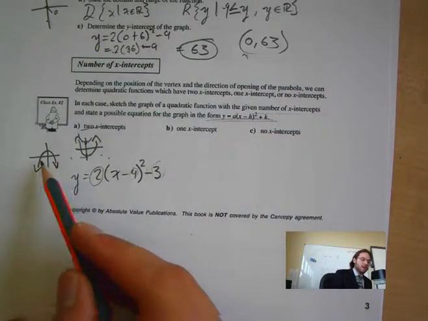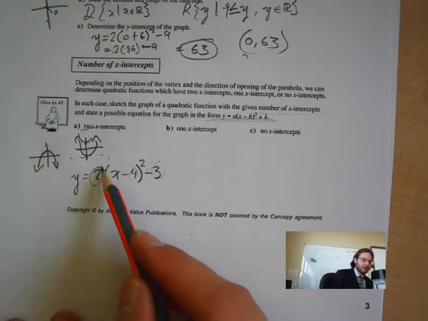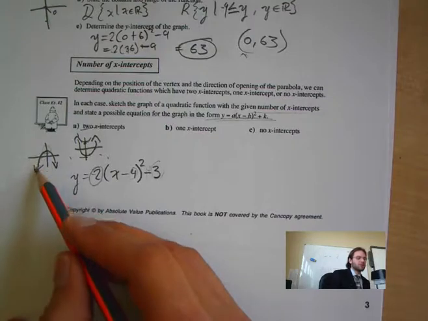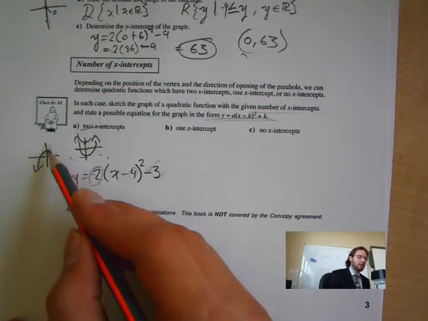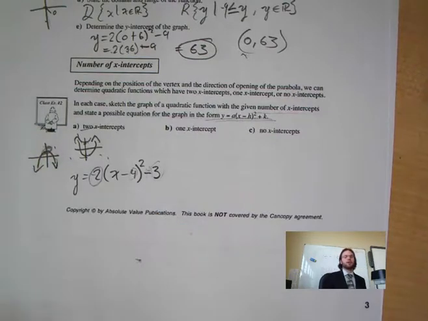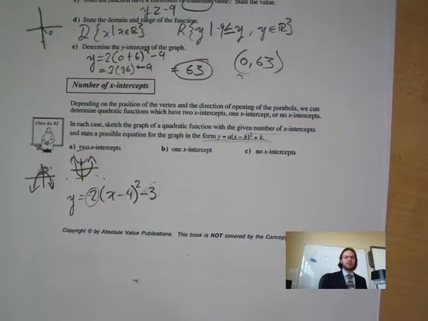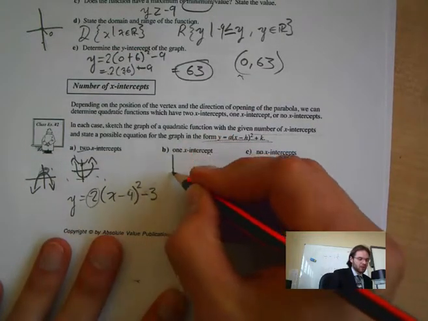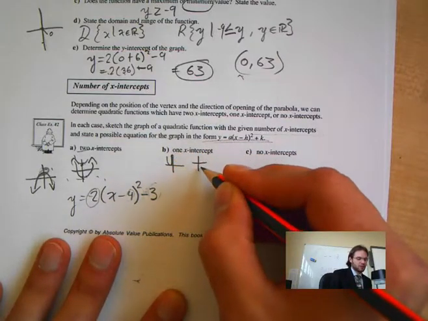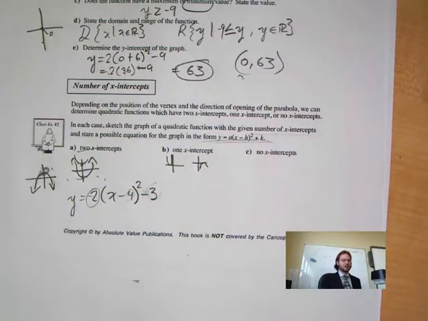Okay? If I used a negative here, if I said negative 2, then this would have to be plus 3, because if it's negative, we're frowning, and my vertex should be above the x-axis in order to hit twice. Now it says 1 x-intercept. So my graph could either look like this, or it could end up looking like this. 1 x-intercept.